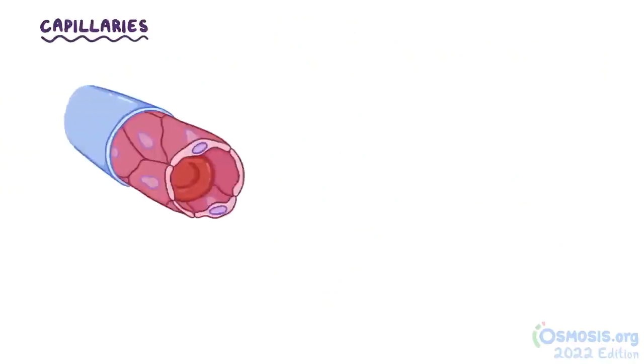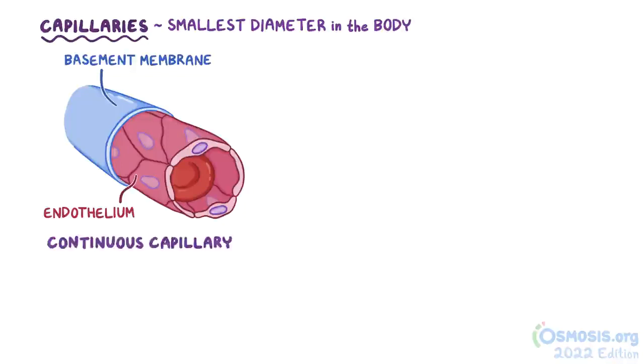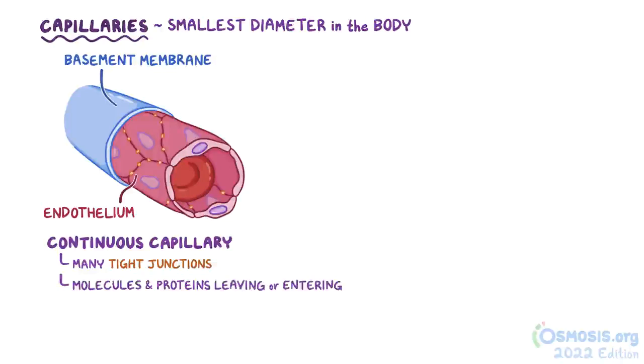After the arterioles, blood flows into the capillaries, which are the blood vessels with the smallest diameter in the body. The walls of the capillaries are composed of only a single layer of endothelium, surrounded by a very thin basement membrane. There are a few types of capillaries, but the most common type is the continuous capillary. These capillaries have many tight junctions joining the endothelial cells together in order to form a very thin tube. As a result, larger molecules and proteins leaving or entering the capillary are regulated by the endothelial cells, since any substances that leave the capillary will have to pass through the layer of endothelial cells.